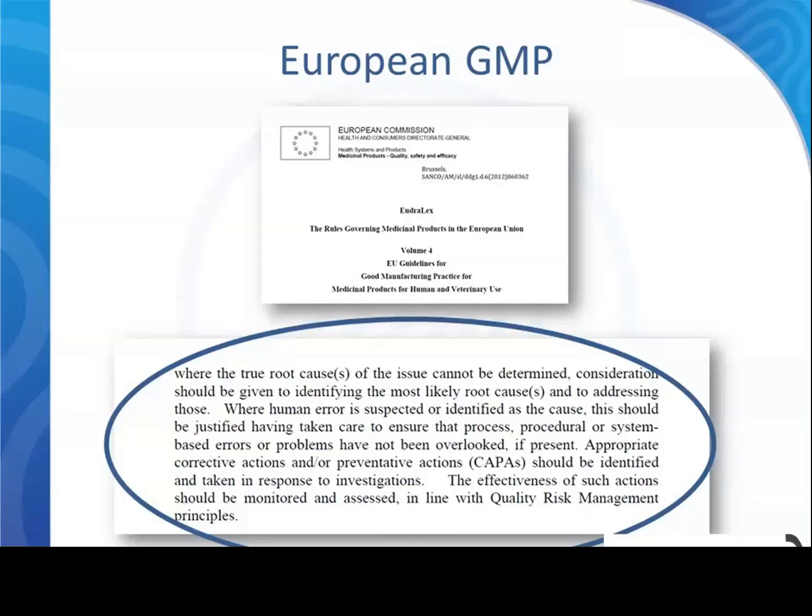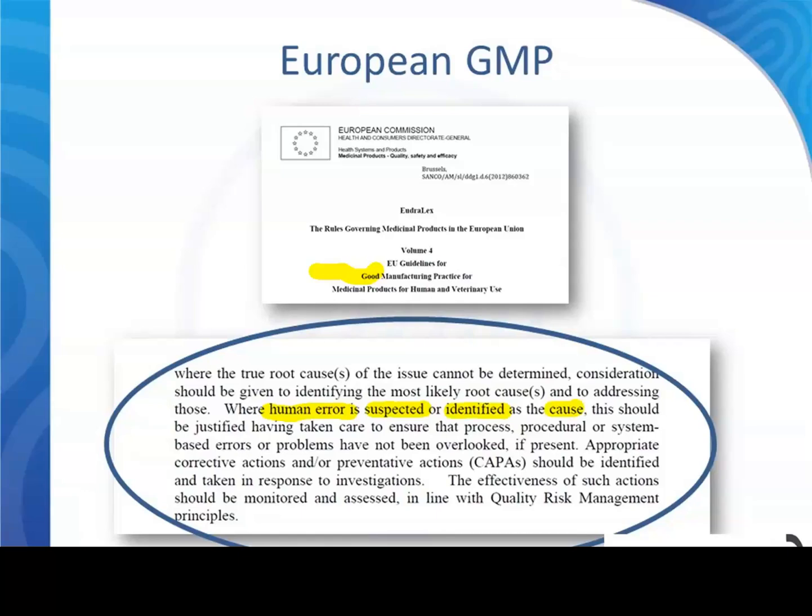Let me get some markers here so we don't miss the point. So let me go back to this paragraph. It says, where human error, here is where we start, where human error is suspected, you don't even have to know yet. Once you start suspecting that this could be human error, or you have already identified it as the cause, and now let me pause here, because again, human error is not a root cause. It is a causal factor.